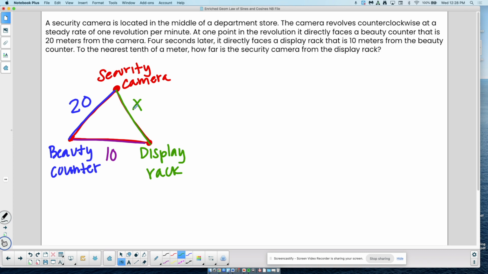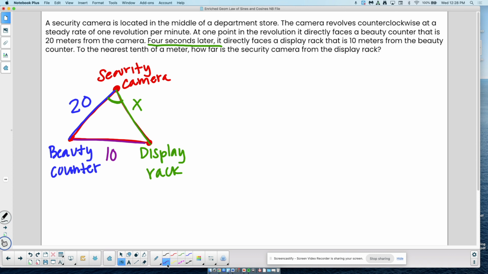Okay, but we don't quite have enough information to solve this as it is, but there is this piece of information. It took the camera 4 seconds to go from this viewpoint to this viewpoint. How are we going to figure out that angle measure if it makes 1 revolution per minute?